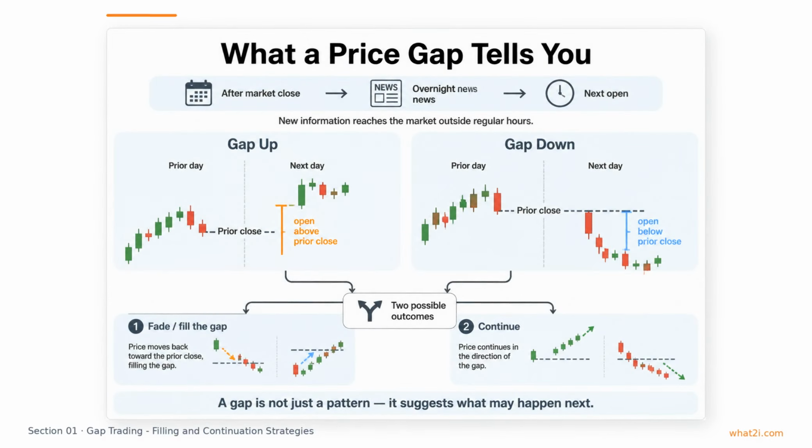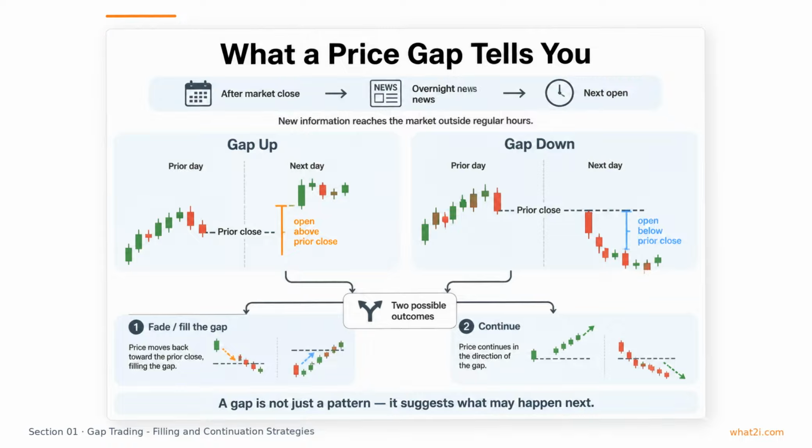A price gap tells you that something important changed while the market was closed. The stock opens far enough above or below the prior close that there is a blank space on the chart, and that blank space represents new information being priced in quickly. A gap up means buyers were willing to pay more immediately, while a gap down means sellers accepted lower prices right away. Most of the time, that sudden repricing comes from earnings, guidance, analyst changes, economic news, or some other overnight catalyst. For a swing trader, the gap itself is only the starting point.